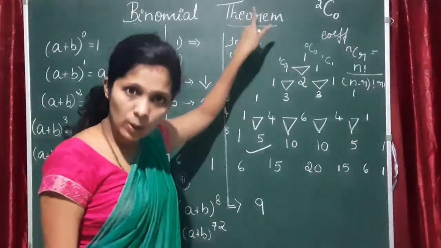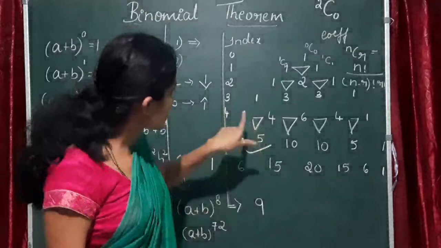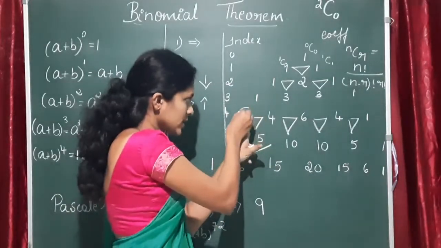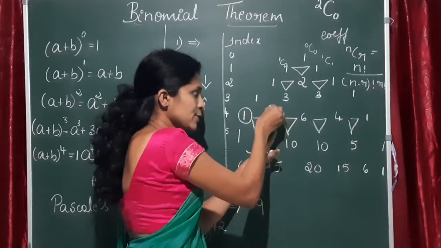By using the binomial expansion, we can directly write. See here, this 4 is there. This will be 4C0, okay? And this is 4C1.